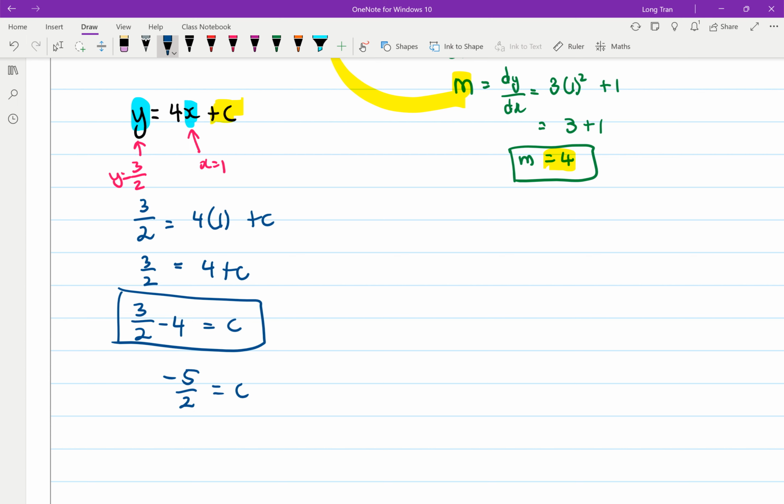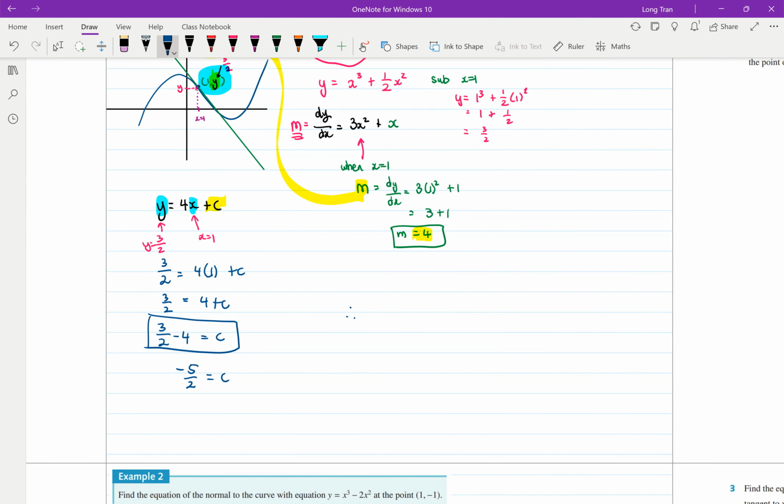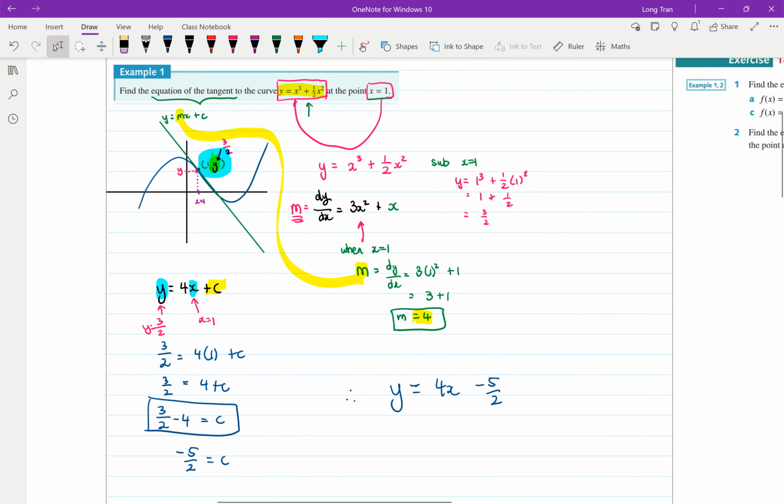Okay, and so what is my answer? To answer the question, the tangent equation should be y equals 4x minus 5 over 2. Let's see if this is true. On your CAS, I'm also going to teach you how to do all of that in one step. If you're doing multiple choice or the second component, you have to be able to do it on your CAS as well. This is the hand method. That's part of exam 1.